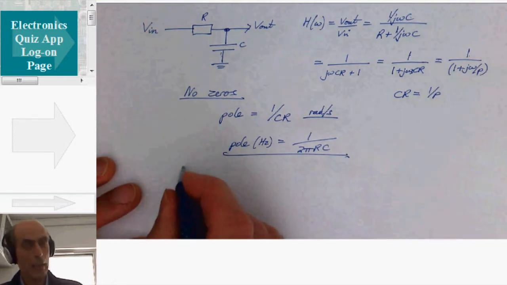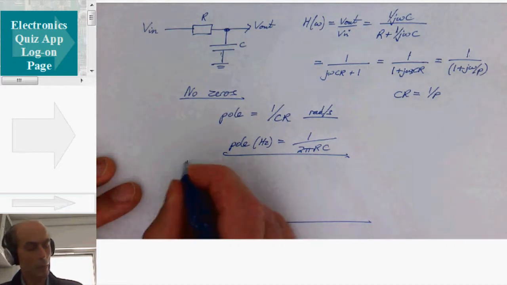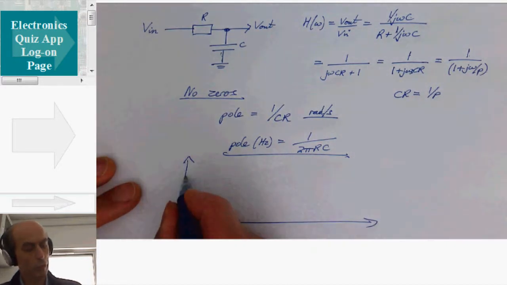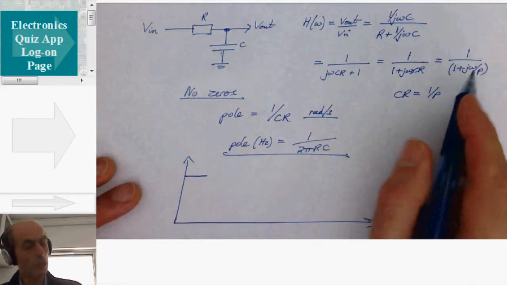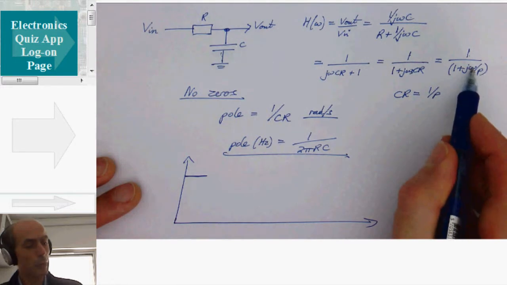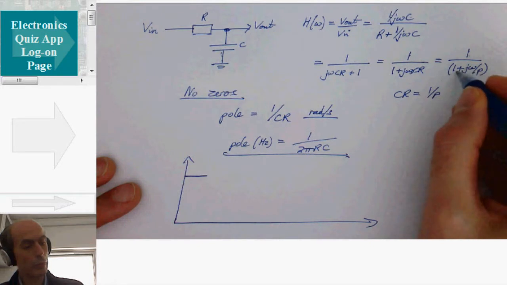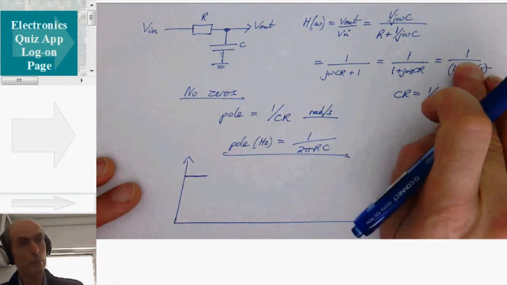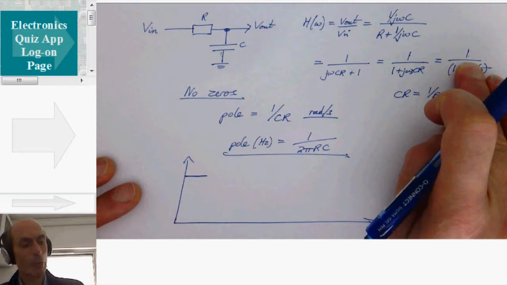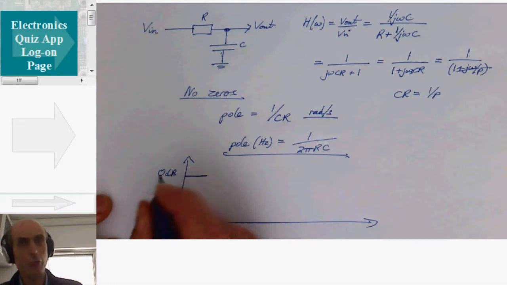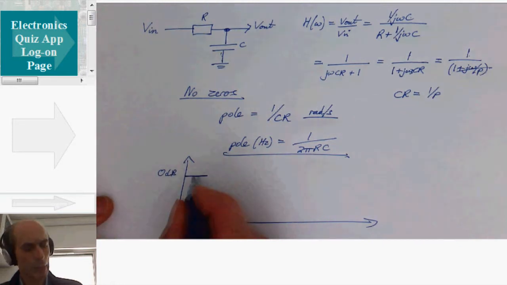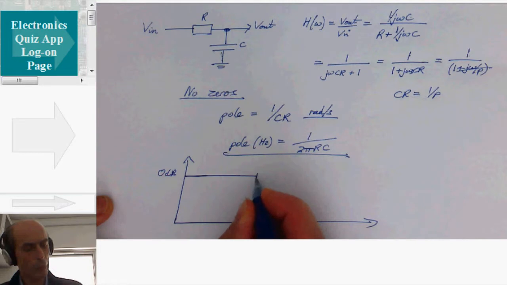Plotting that on a Bode plot, you would just start off going constant at 0 dB. You can tell it's 0 dB because when omega equals 0, this term here just becomes 1 over 1, which is 1. That means the output is equal to the input. That means the gain is 0 dB. So we'd just start off with 0 dB, and we would carry on until we get to the pole frequency, 1 over 2 pi RC in hertz.